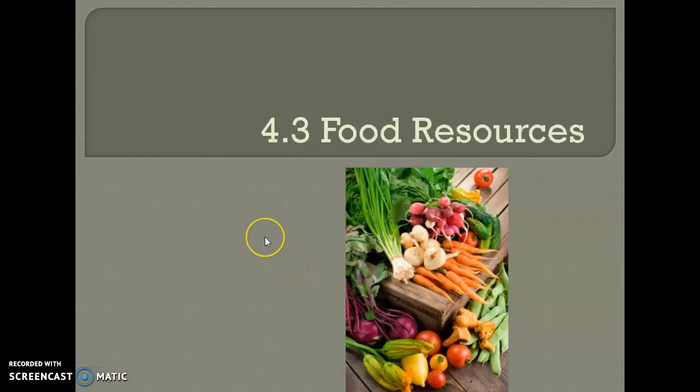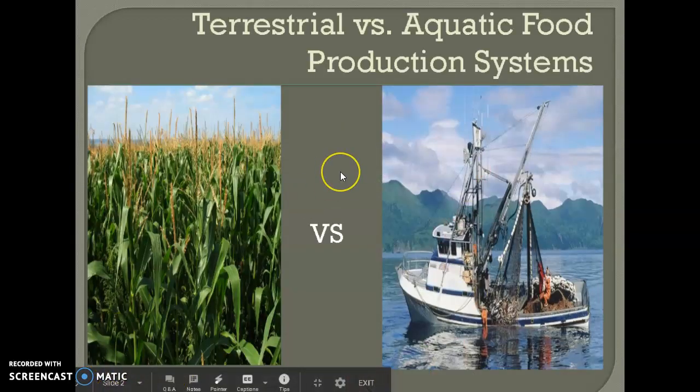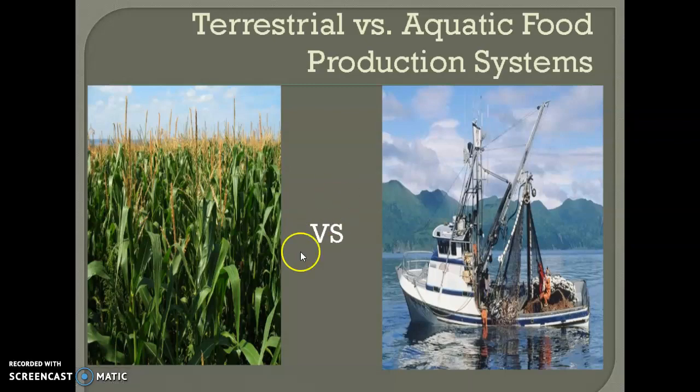Okay, so here we go. Week 3, doing food resources. So first we have to talk about terrestrial versus aquatic food production systems. Terrestrial means land. So land versus water food production systems.